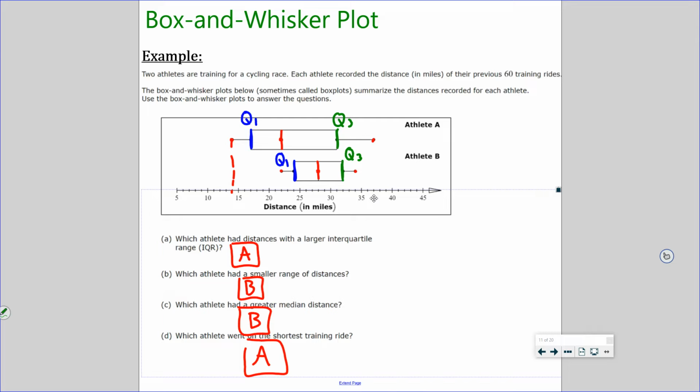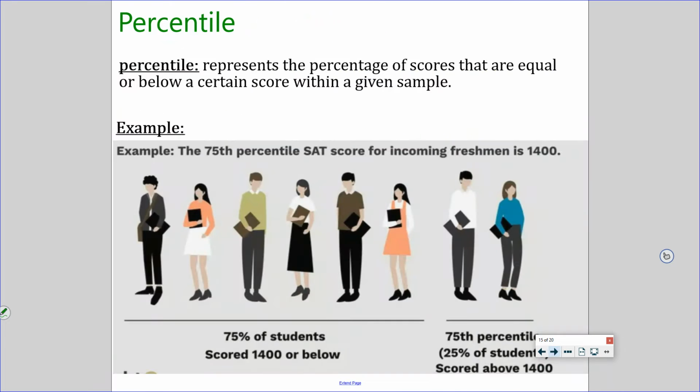All right, next thing we got to talk about are percentiles, which you've probably heard of before. These are really common in standardized tests. So if you ever got back a little summary of where you scored, like below benchmark, above benchmark, or you are within the 52nd percentile for math. Okay. So a percentile represents the percentage of scores that are equal or below a certain score within a given sample. It's basically a way of describing your location. I like to think of it this way: location of a score.